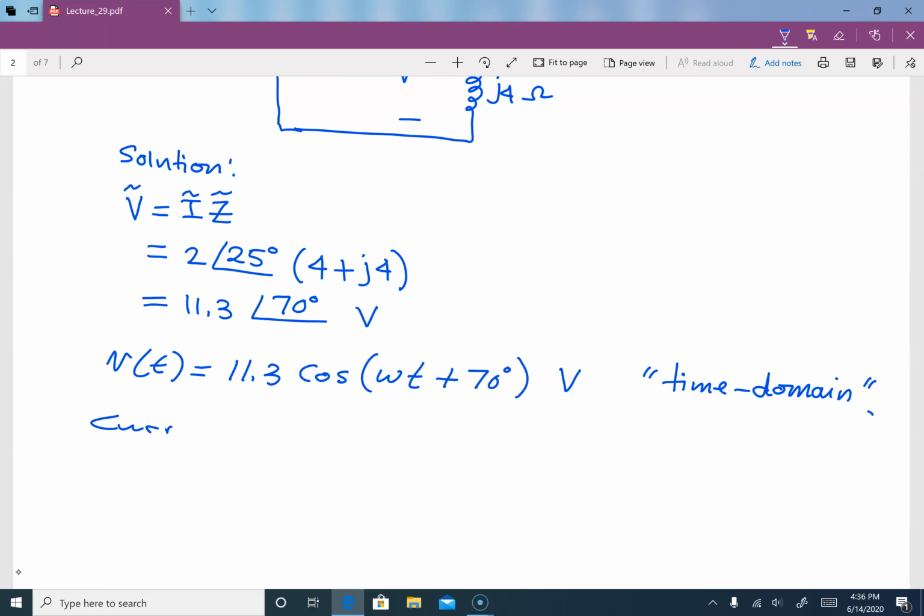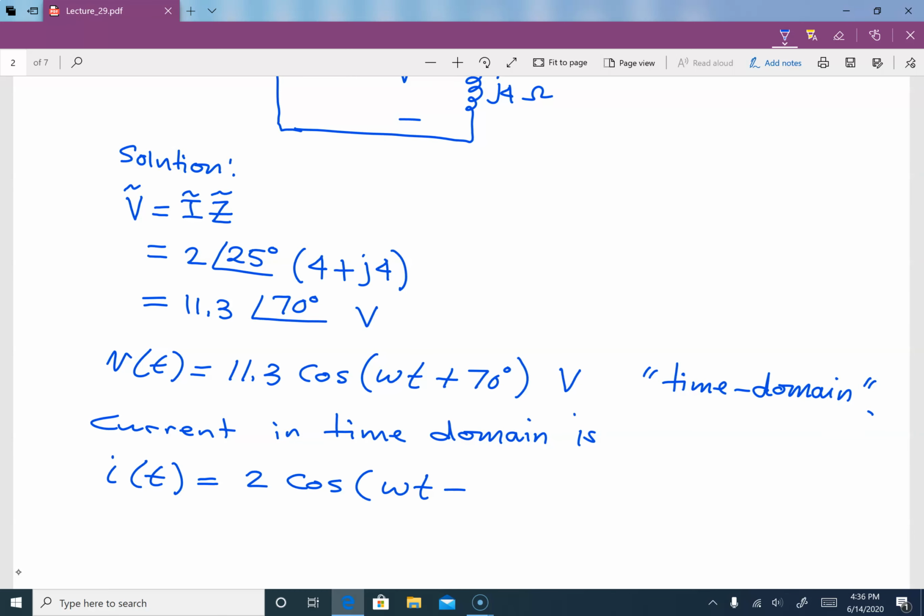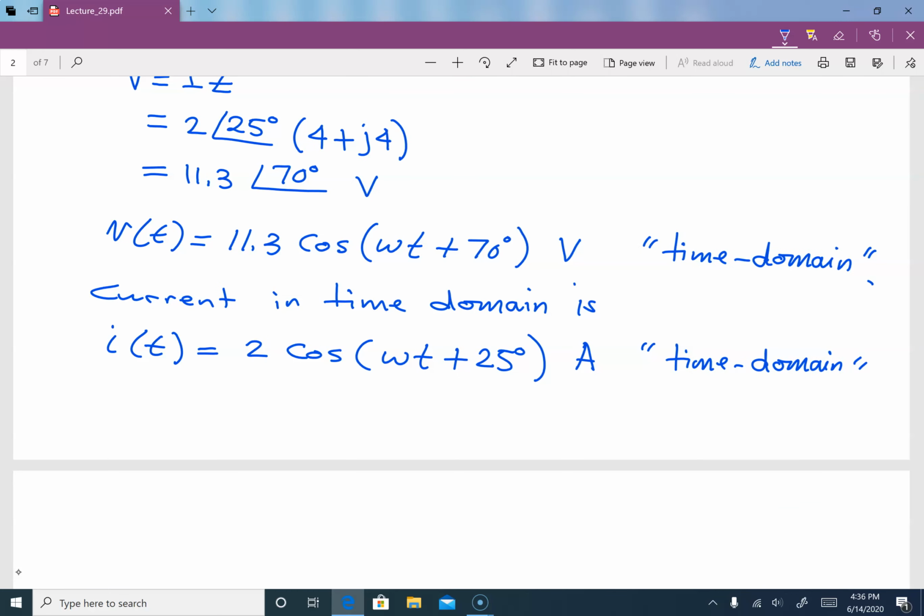So the current in time domain is, we have it as a phasor, which is 2 with angle 25. So i(t) in this case is equal to 2 cosine of omega t plus 25 degrees. That is in amperes. So this is the time domain quantity for the current.